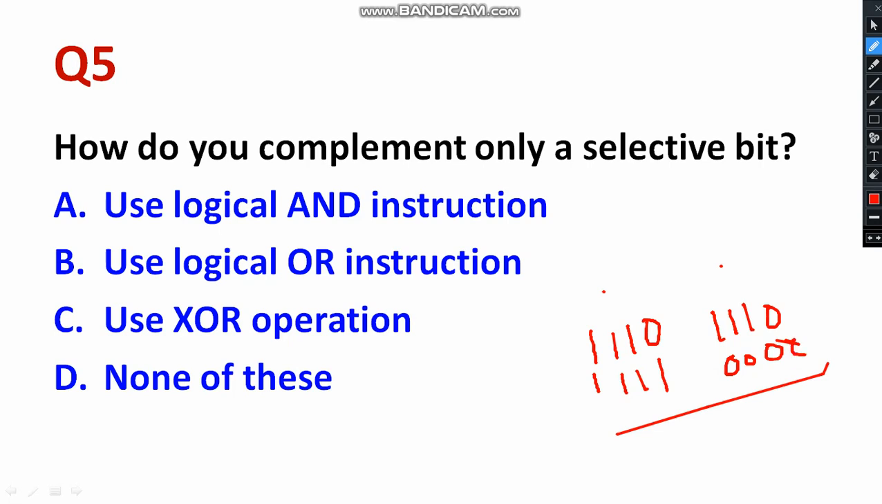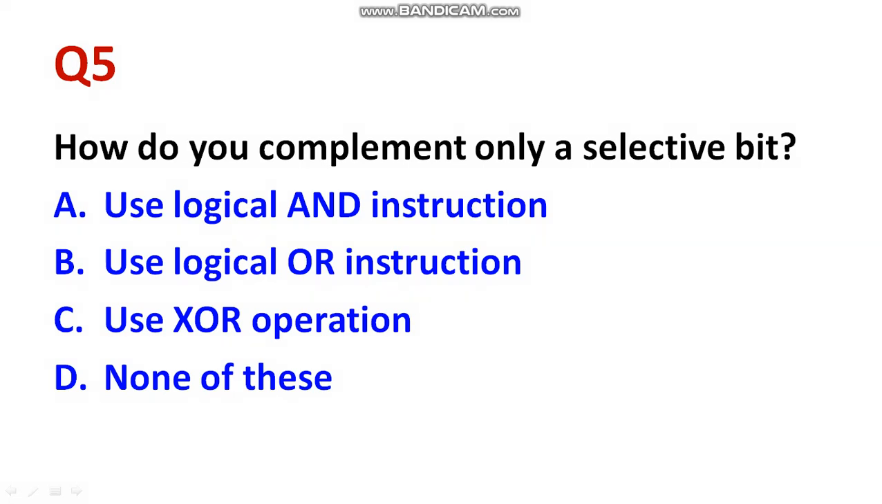Now perform it. 0 XOR 0 will be 0 only. 1 XOR 0 becomes 1. 1 XOR 0 becomes 1. 1 XOR 0 becomes 1. Here also the same thing is happening. 1 XOR 1 becomes 0, so 0 0 0. See, only specific bits are changed. So here you are supposed to perform the XOR operation. I think it is clear.